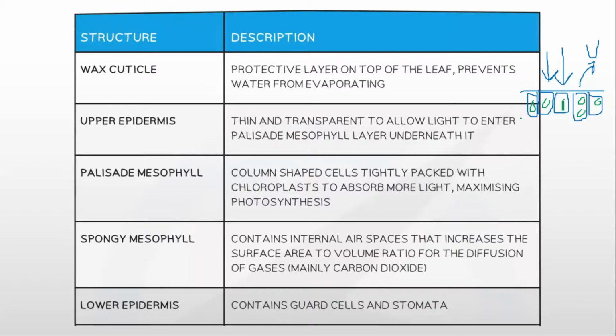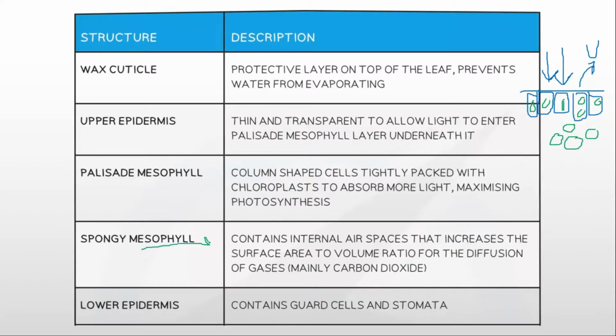They are column shaped. As I told you, they are tightly packed. They do not have air spaces between them. They are in a regular pattern, maximizing photosynthesis by absorbing more light, having a lot of chloroplasts and chlorophyll. Then we have underneath those spongy mesophyll cells.